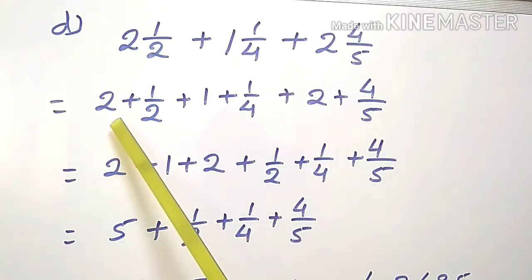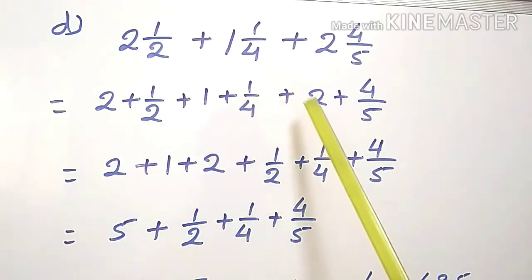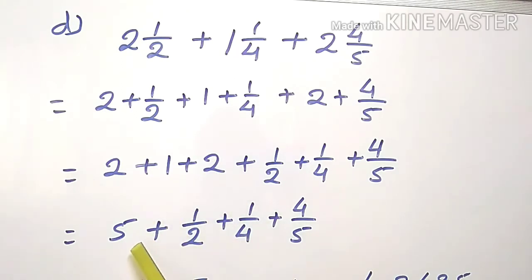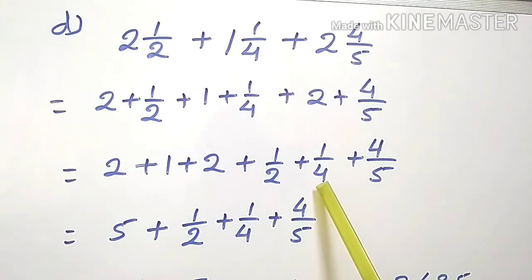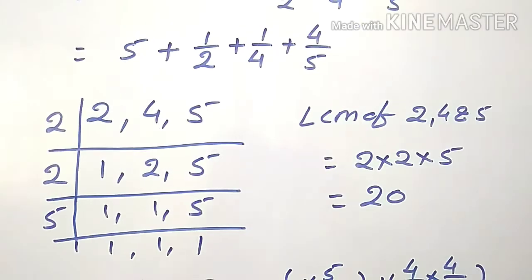Then add the whole number parts 2, 1 and 2. It gives 5. Then take the fractional parts 1 by 2 plus 1 by 4 plus 4 by 5. Here the denominators are different. So all these three fractional parts are unlike fractions. For adding these, take the LCM of denominators.